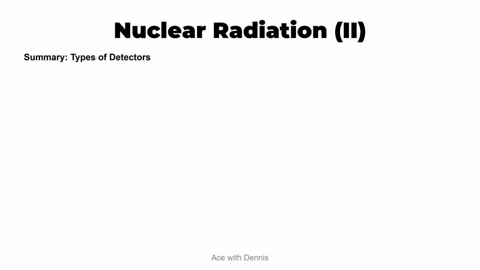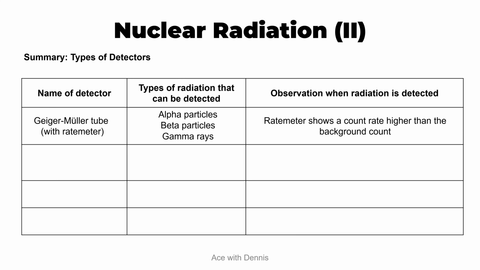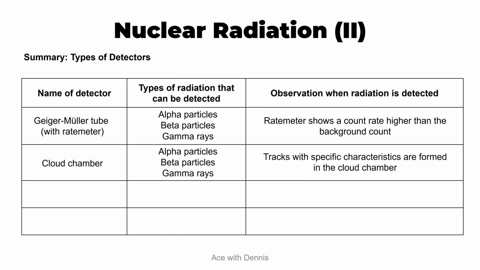Let's summarize the types of detectors in a table. So the first detector is the GM tube with rate meter. The GM tube can detect alpha particles, beta particles, and gamma rays. The observation is the rate meter shows a count rate higher than the background count. The second detector is the cloud chamber, which can detect alpha particles, beta particles, and gamma rays. The observation is tracks with specific characteristics are formed in the cloud chamber, which we have discussed on the previous page.